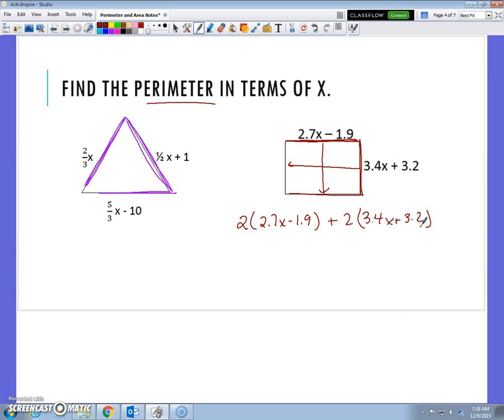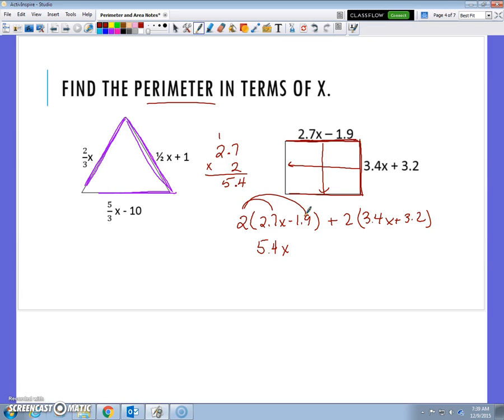Alright, and so now I have to do a little distributing. 2 times 2.7. If you don't remember, or if you're not good with mental math, we can always multiply it out like so. I have 1 decimal, so I need to move it over 1 spot. 5.4x.